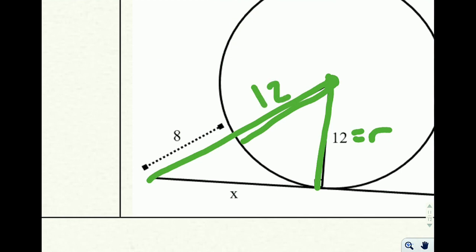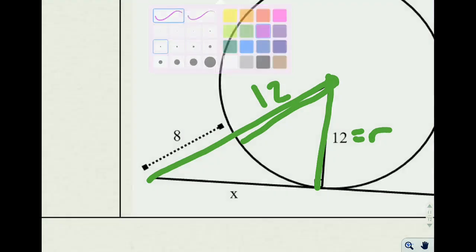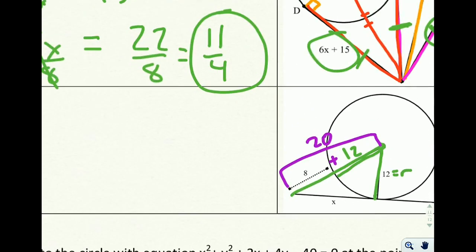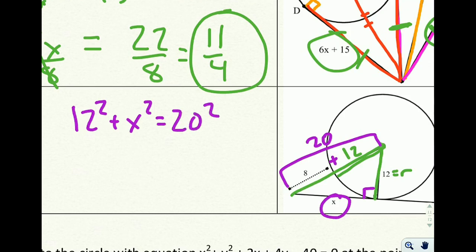So this part over here is 12, making the entire side length, 12 plus 8, equal to 20. So our entire side length is 20, our other side length is 12, and so we would do the Pythagorean Theorem to solve for our missing side. We remember that our right angle is down here at the point of tangent with the line coming across, and we are missing one of the legs. So we're going to do 12 squared plus our leg squared is equal to 20 squared.